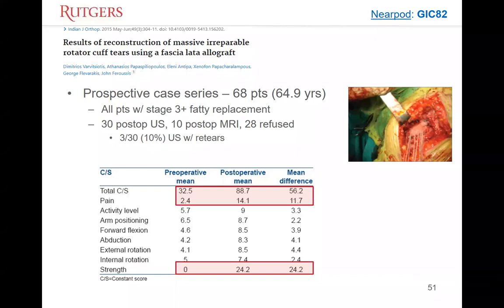So the authors here reported substantial improvements in outcome with their technique. However, the study was pretty poorly organized and only reported on constant scores and retears from ultrasound. So it's difficult to take this at face value.